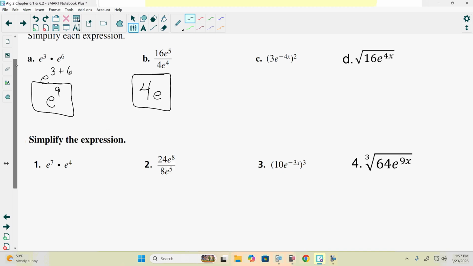Questions on A or B? We already looked at C. E, 3e to the negative 4x, squared. Powers of powers, multiply. So our e is going to be to the negative 4x times 2. Now our 3 is going to be 3 squared, and that's pretty much as we've said it, and that's pretty much how we'll always say it. However, the exponent attached to 3 is 1. It's really 3 to the first. So really what we're doing is 3 to the 1 times 2. 1 times 2 is just 2.